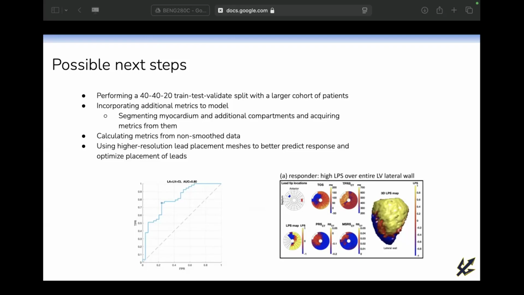And then lastly, we could use higher resolution lead placement meshes to better predict responses and placement of the leads. Although I didn't focus on this for this project, this was discussed in the original paper and could be another future direction. So I've also included the AUC of the last model, which I thought was the best here.